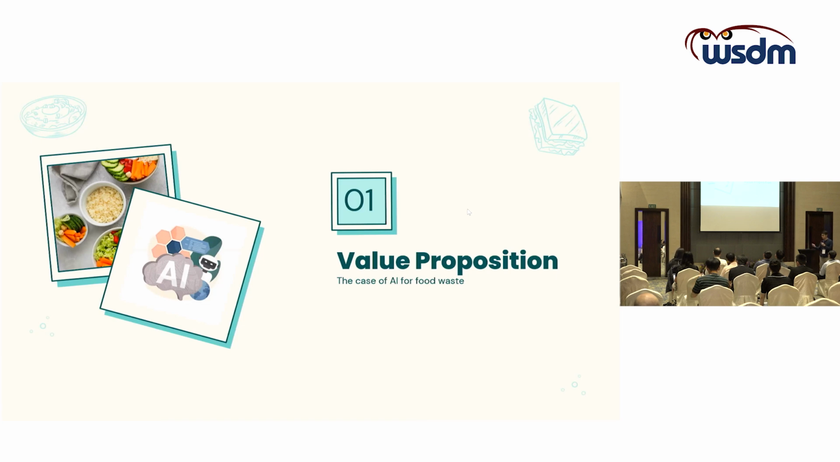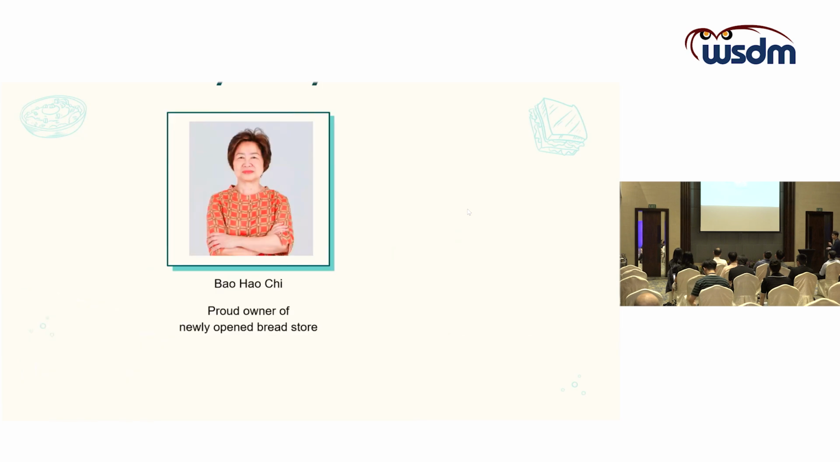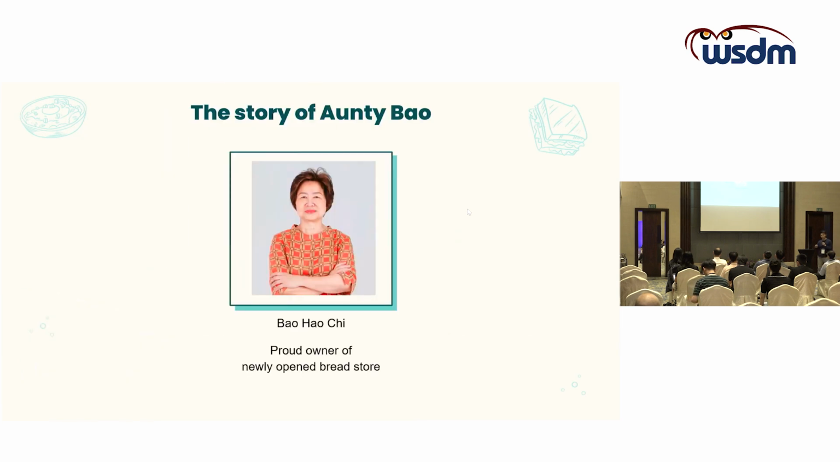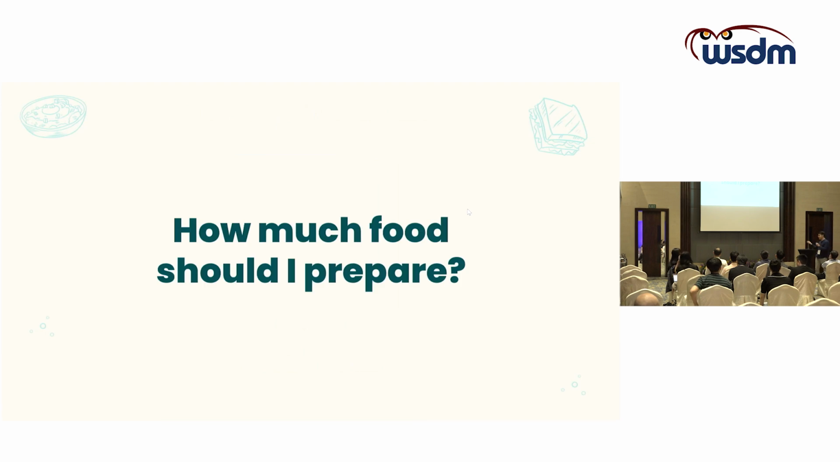Before I share the details of how, allow me to introduce a fictional character, Auntie Pao. Auntie Pao is a new bread shop owner, and like many new food establishment owners, she has to answer this question as accurately as possible to run her business successfully. That question is, how much food should I prepare? Or in her case, how much bread should she make?